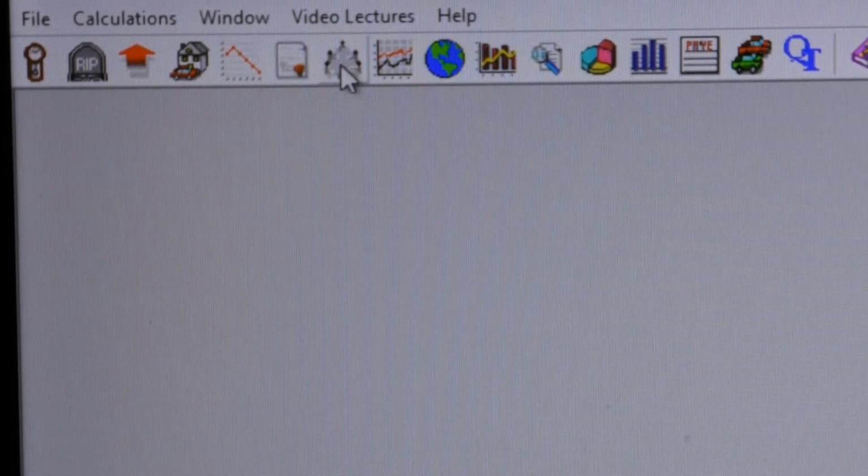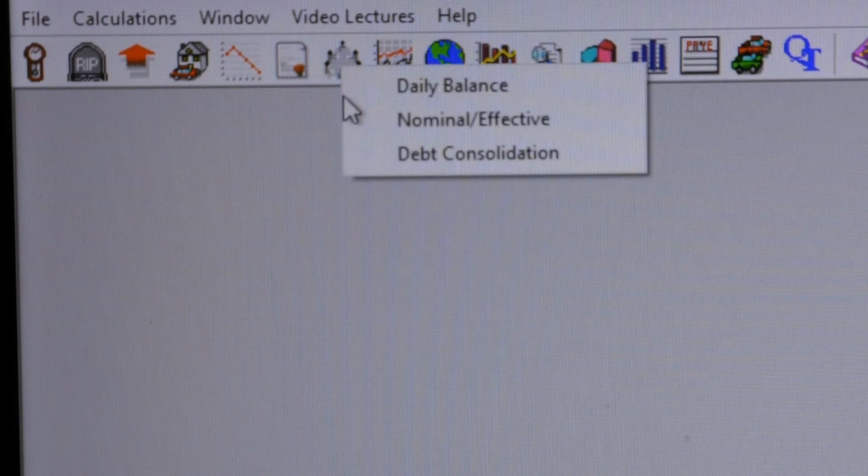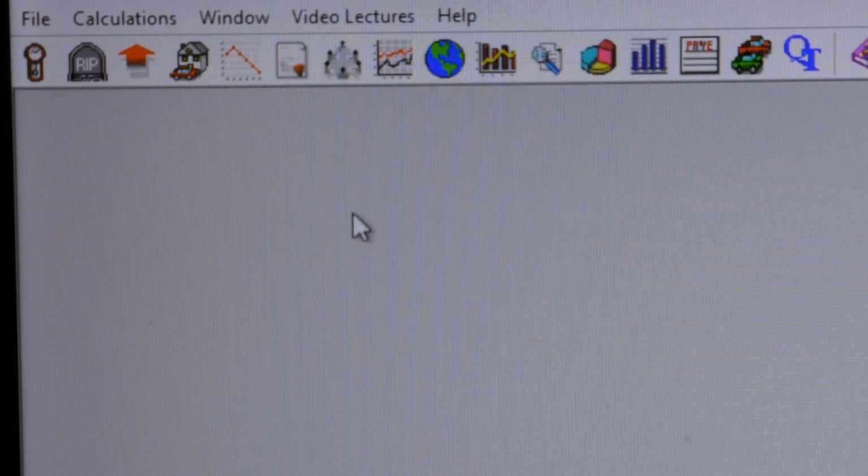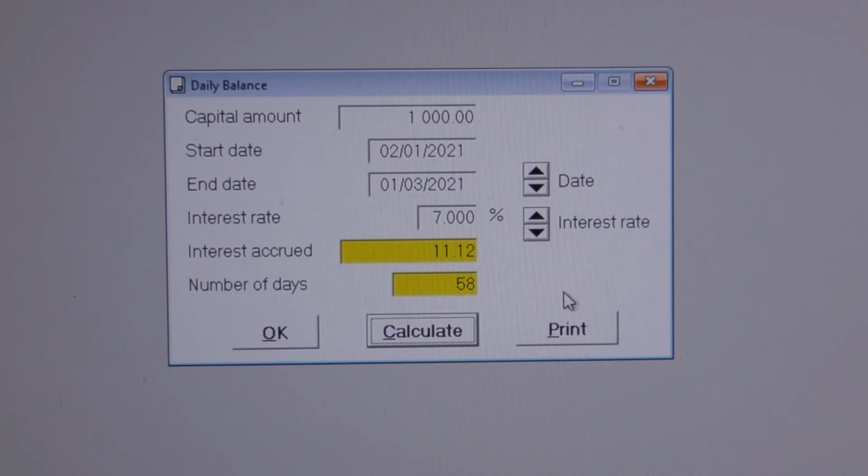This icon opens some banking calculations with 3 different banking calculations. The first calculator is a daily balance interest calculator. This is a calculator that people in finance use every day.